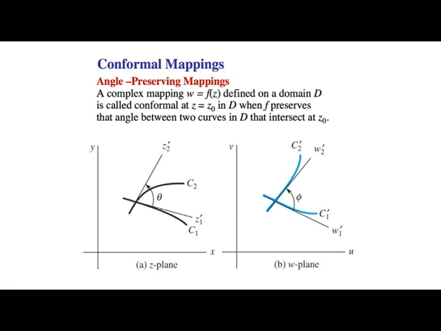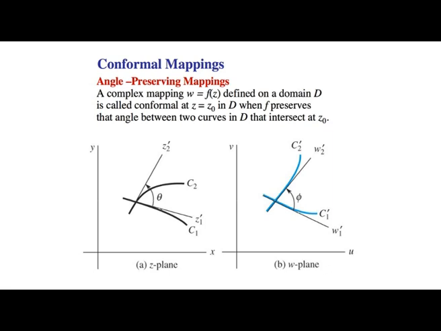A complex mapping w is equal to f of z defined on a domain D is called conformal at z equal to z naught in the region D when f preserves the angle between the two curves in D that intersect at z naught. See, I have a z plane where I have say two curves C1 and C2, and the angle between those is theta. Suppose I have a function w is equal to f of z that maps the curve C1 onto C1 dash and C2 onto C2 dash, still the angle remains the same. So, your theta has to coincide with phi, then I say the mapping is conformal.